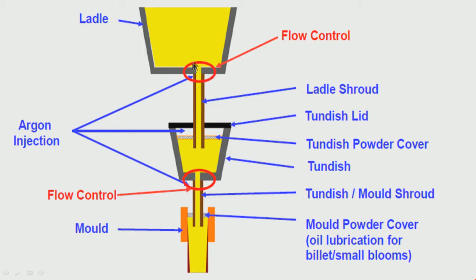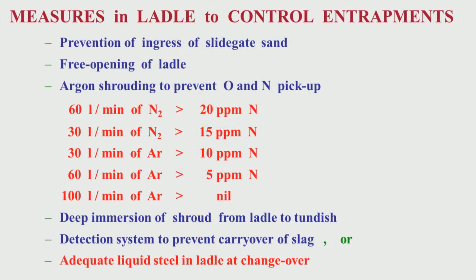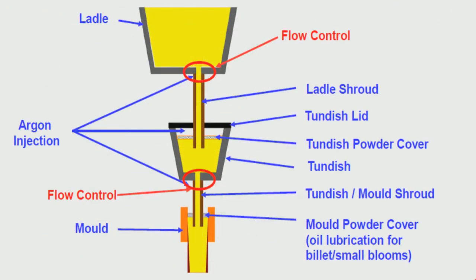So, what do we do? How do you know when slag will come? There is a technique. There has to be a detection system to prevent carryover of slag. That means, at the exit, at the flow control, there has to be a device which will give an indication that yes, slag is starting now. So, immediately the slide gate will be closed.